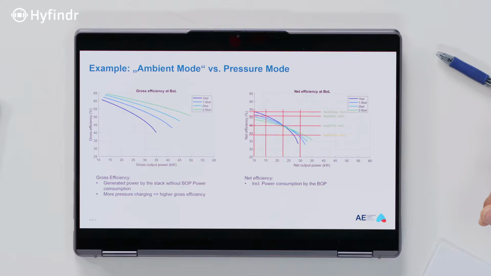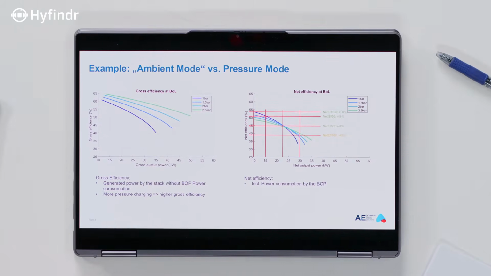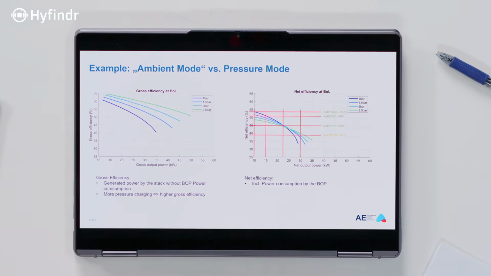Yes. So on the left side, you see the gross efficiency. Gross efficiency means essentially the efficiency of the stack only. And when you say net efficiency, that means the efficiency when you consider the compressor, which is this one, and some other components which may also be there. So you've taken away the own consumers, basically. Exactly. So for the application, the gross efficiency is not so important.